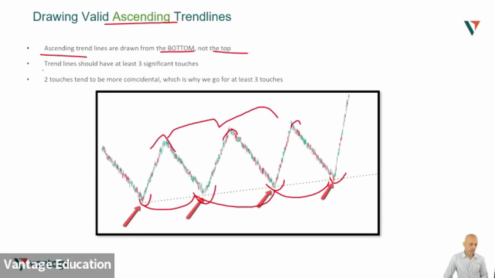Now, trend lines, to be significant, need to have at least 3 touches. There may be trend lines that have just 2 touches as well, but generally they tend to be more coincidental and do not usually function as very strong support areas. So when we are looking for trend lines, whether they are ascending trend lines, which is the case here, we'll be looking for at least 3 touches. In this example, we can see 4 clear touches being made, highlighting a very significant ascending trend line or support line. Remember, ascending trend lines are basically support lines.